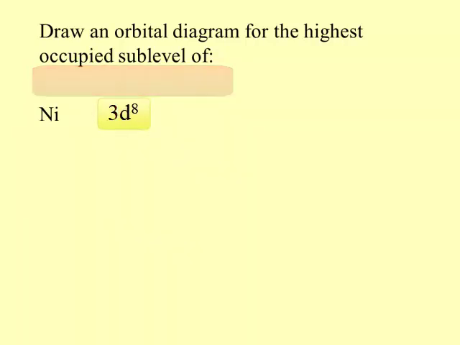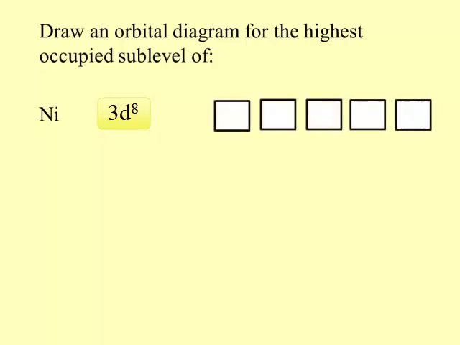How many orbitals are in this sublevel? Because it's a d sublevel, there are 5 orbitals. The number of orbitals has nothing to do with the principal energy level. The number of orbitals is determined by the type of sublevel. S-type sublevel, 1 orbital. P-type sublevel, 3 orbitals. D-type, 5. F-type, 7.